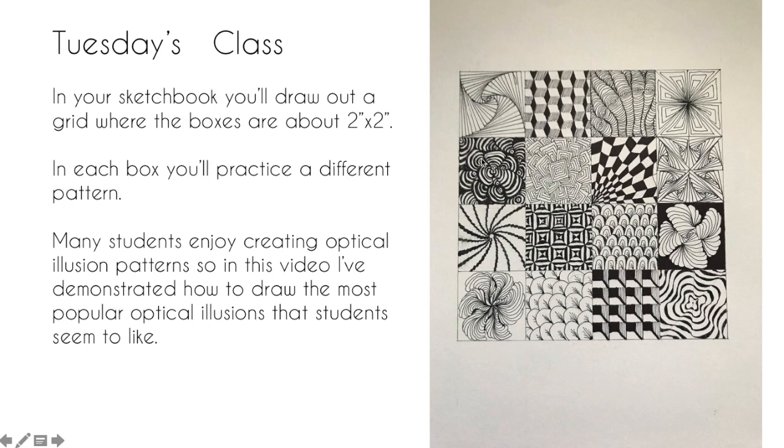Each box will have a different pattern, and a lot of students really like to do optical illusion patterns too. It can take a lot of time to figure out how those are made, so to help you along, I've made a demonstration that shows you the most common optical illusions that girls like to draw. There's a demonstration video that covers specifically all the ones on the right, which have shown up in previous Zentangles and tend to be popular. They're actually really simple, they just look difficult. So that's how we're going to spend Tuesday's class and Wednesday's class, and I will see you then.